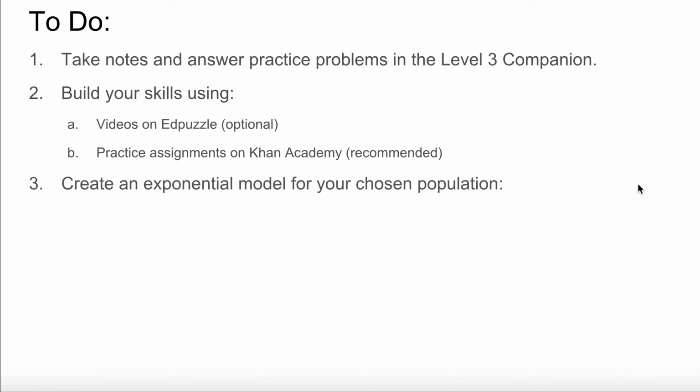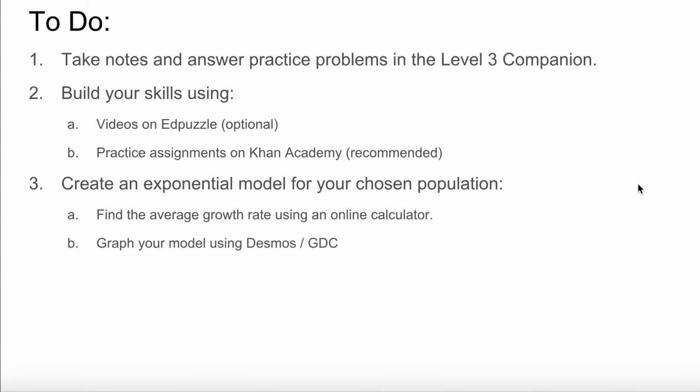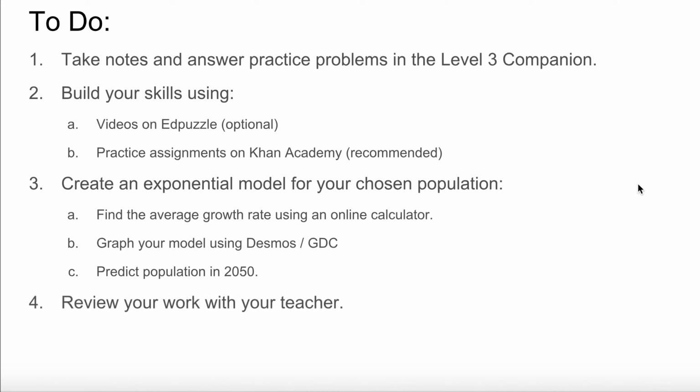Once you have the skills, you're ready to apply them by creating an exponential growth model for your chosen population, right? So here are the things you need to do. Find the average growth rate using an online calculator. This is linked in your level 3 document, by the way. Graph your model using Desmos or a graphing calculator, and predict your chosen population in 2050. This is the purpose of this project, right? To make some good predictions of population. Once you've done all that, review your work and complete the self-assessment survey, and you will have a good understanding of these powerful things we call exponential models.